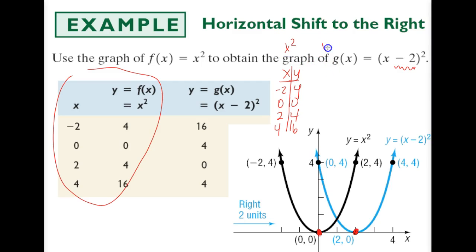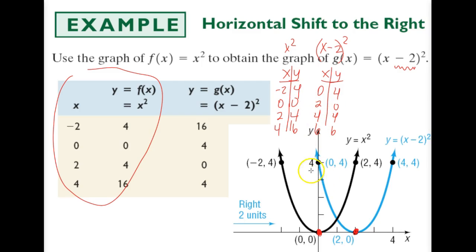If we wanted x minus 2 quantity squared, then what we would do in this case is just take these particular x values and add 2 to all of them. So negative 2 plus 2 is 0, 0 plus 2 is 2, 2 plus 2 is 4, and 4 plus 2 is 6. All the y values, since this is a horizontal motion, would remain the same.